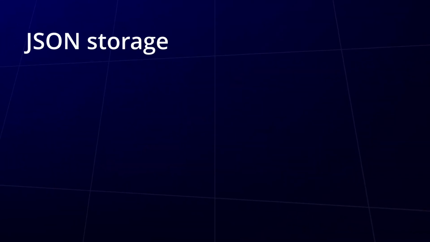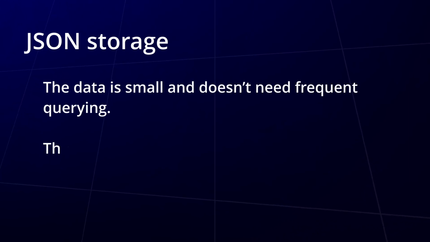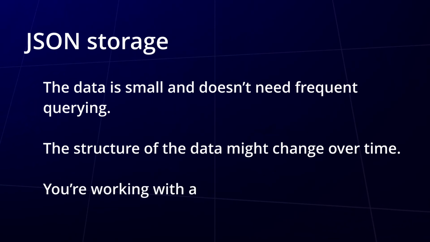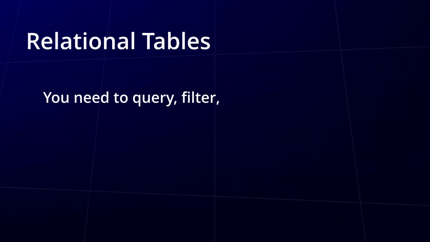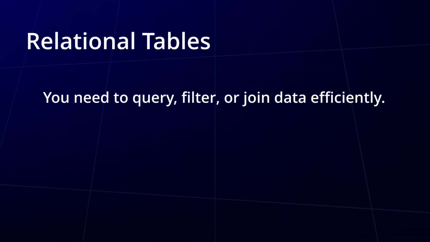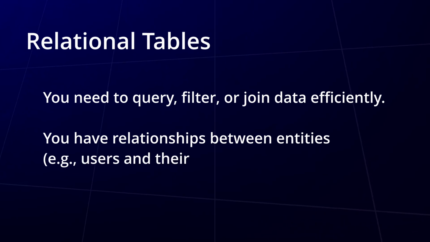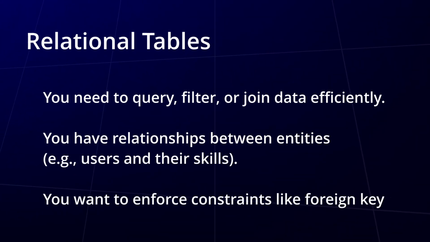Use JSON storage when the data is small and doesn't need frequent querying, the structure of the data might change over time, or you're working with an API that already provides JSON data. Use relational tables when you need to query, filter, or join data efficiently. You have relationships between entities, for example, users and their skills, and you want to enforce constraints like foreign keys.